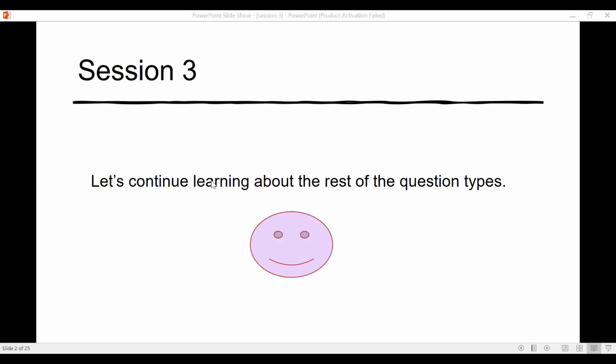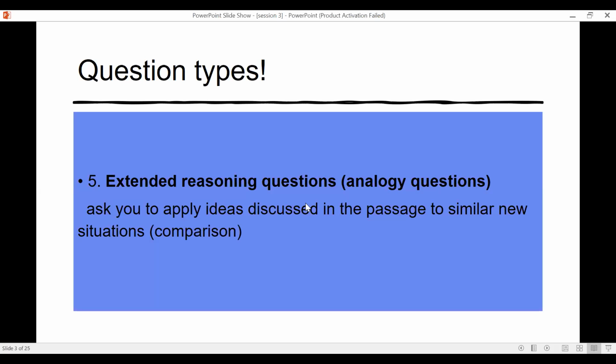That's session 3. Let's continue learning about the rest of the question types. Last time, if you can remember, let me activate the chat box. Can anyone tell me any of the questions that we talked about last time? I mean, the names only. The names of the types of the questions we talked about last time.